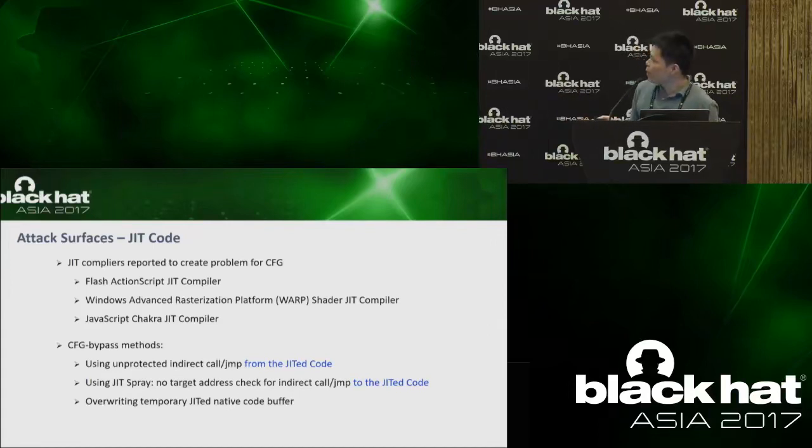The CFG bypass methods include using unprotected indirect call or indirect jump from the JIT code, using JIT spray because there's no target address check for indirect call or jump into the JIT code area, and lastly, by overwriting the temporary JIT native code buffer. I'll give you an example on each method listed here.